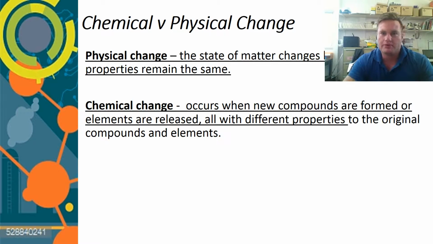So the first part is chemical and physical change. Physical change is when the matter changes its properties, but it still stays the same. So for example, water, H2O, when it's frozen, still H2O. When it's a gas, it's still H2O. In terms of chemical change, it occurs when new compounds are formed or elements are released, all with different properties. And so, for example, you've been doing neutralization, where we have salts formed. That's a new compound. It's a chemical change.